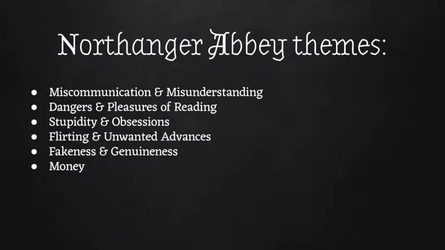Again, some themes. I went over these in the first lecture. There's miscommunication and misunderstanding. We have the dangers and pleasures of reading. There's stupidity and obsessions. We'll see John Thorpe is obsessed with horses and racing and his carriages, and it's often quite dangerous. We have flirting and unwanted advances. So this comes up a lot.